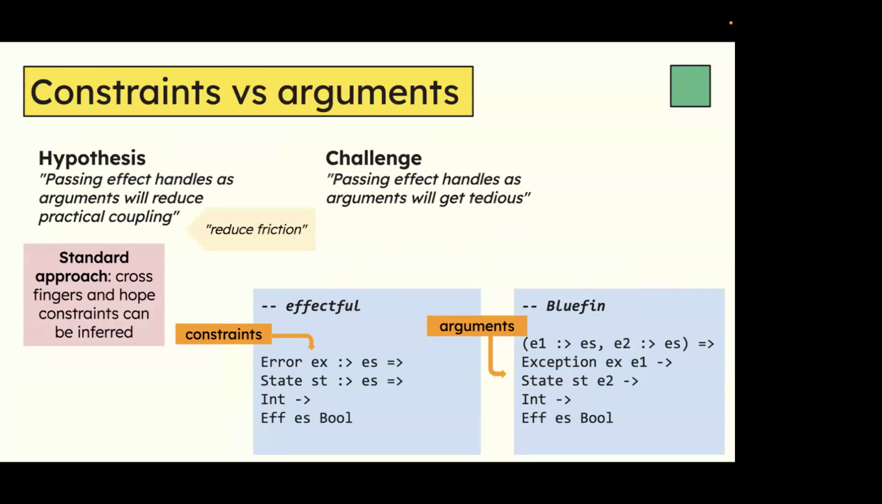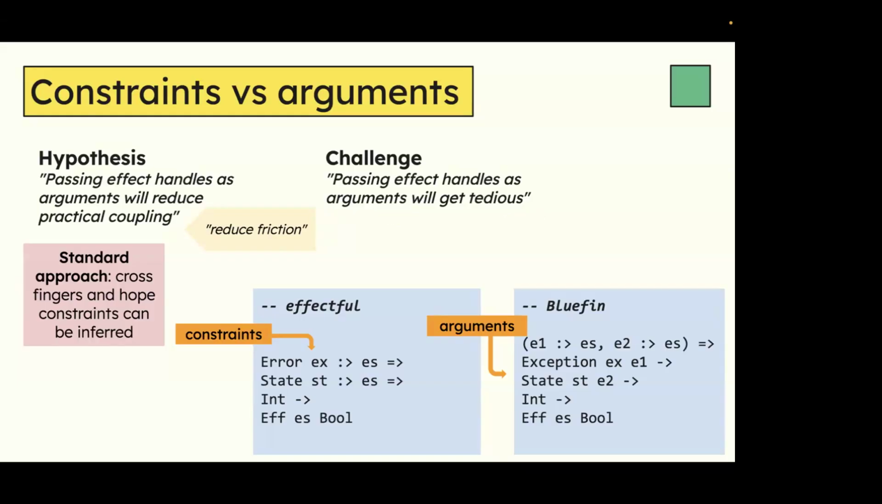So what's the difference between constraints and arguments from a practical point of view? My hypothesis is that passing effect handles as arguments will reduce the practical amount of coupling that you see in your program. The challenge that I get in response is that passing effect handles will get very tedious. If you have many effects in scope and you have to pass them as arguments, you don't really want to do that. You just want to infer them from the environment.